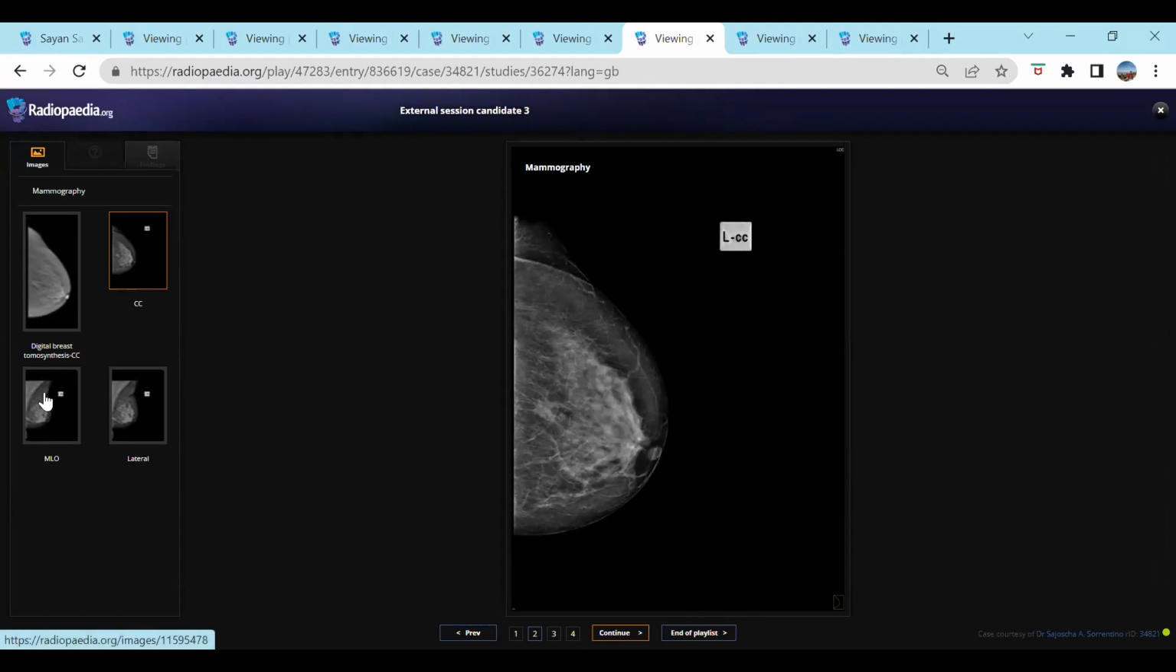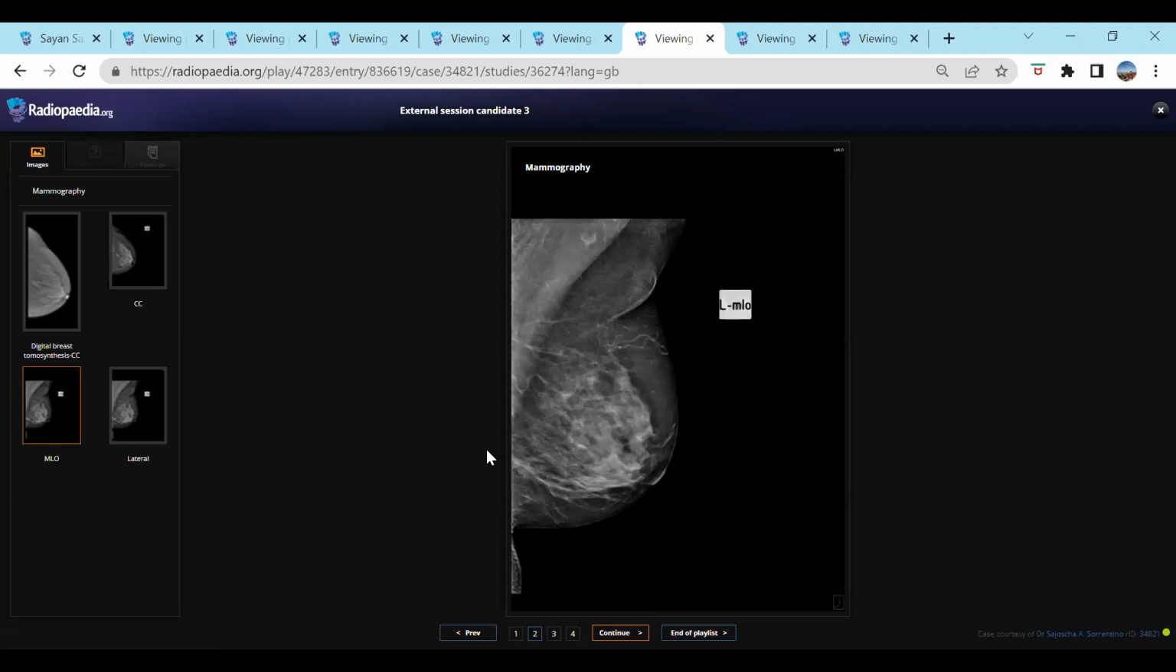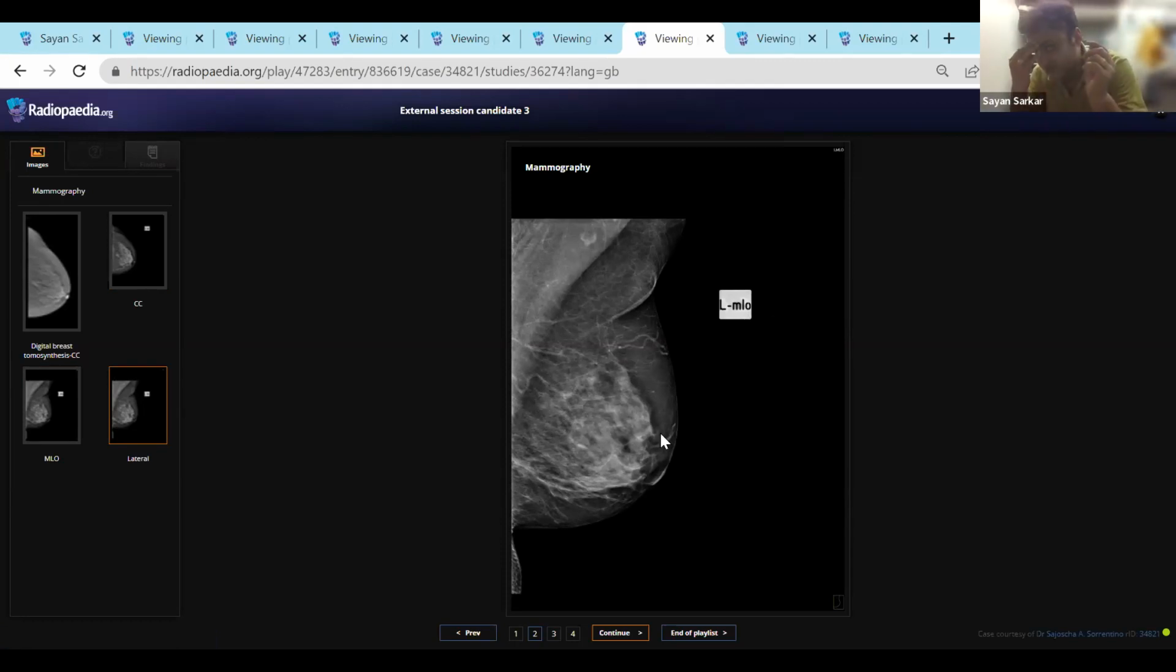Okay, this one is the CC and the left MLO. In my routine practice, I keep them side by side and compare them. There's a benign-looking lymph node. Describe the images to me; you don't have to see the lesion at this point. Okay, the breast parenchyma is mixed fibroglandular and fatty, and I'm not seeing any evidence of skin thickening.